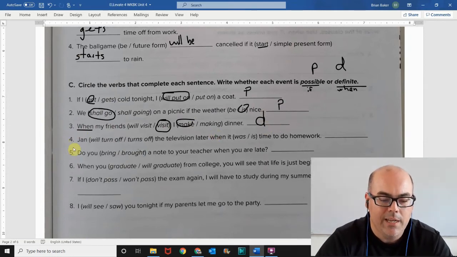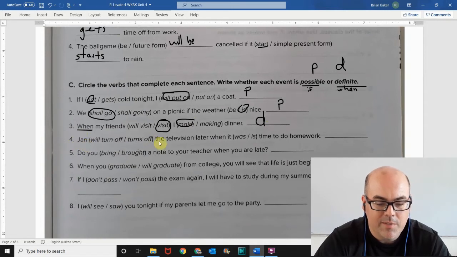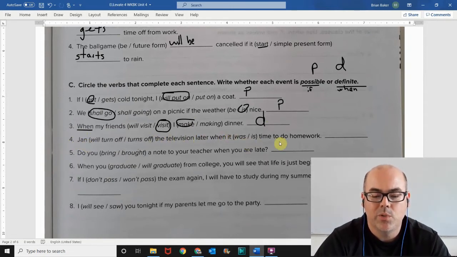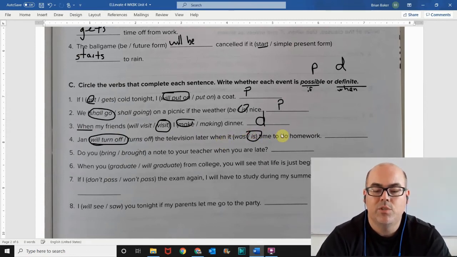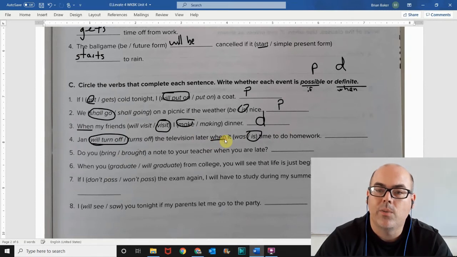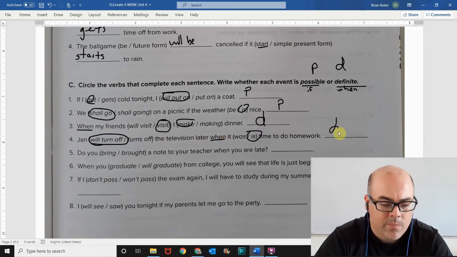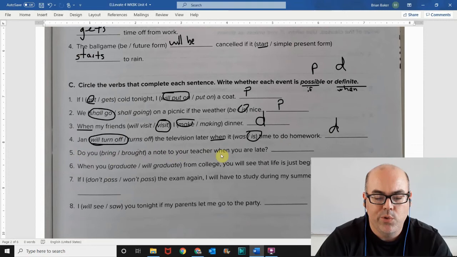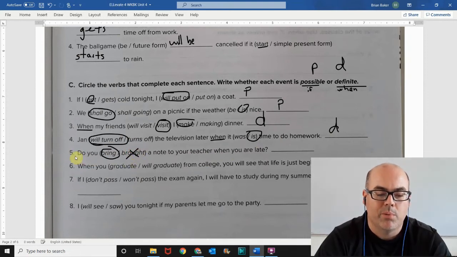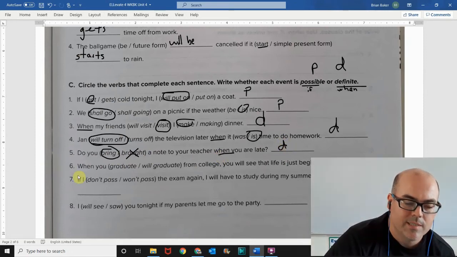Number four, Jan blank the television later when it blank time to do homework. Jan will turn off the television later, later's in the future, when it is time to do homework. So there's when, so that is definite. Number five, do you blank a note to your teacher when you are late? Do you bring, don't use the past, it is not brought. Do you bring a note? When is definite.